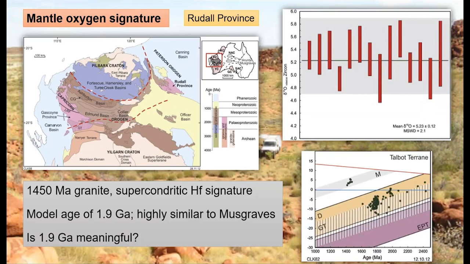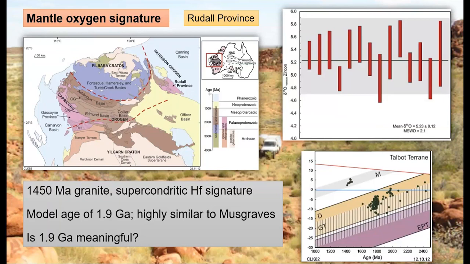Another area, and this time we're going to look at a mantle oxygen signal, is the Rudall province. Now, the Rudall province has been proposed to connect to the Musgraves, where we were just looking, along a gravity ridge that runs from here through central Australia into Western Australia and then bends up towards the Rudall province. The Rudall province reflects a Proterozoic origin rooted on the Pilbara Craton itself.